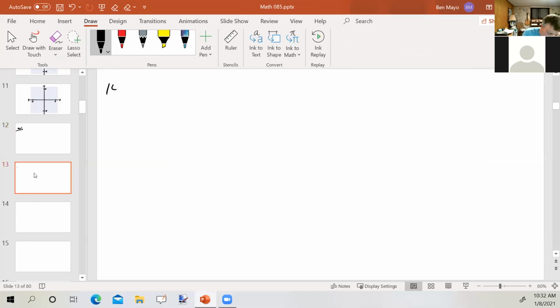All right, so 14.2 was arithmetic sequences, where we had a starting term and then a common difference that we added to get the next term, and then we added that common difference to get the next term, etc. Today we're going to look at geometric sequences.